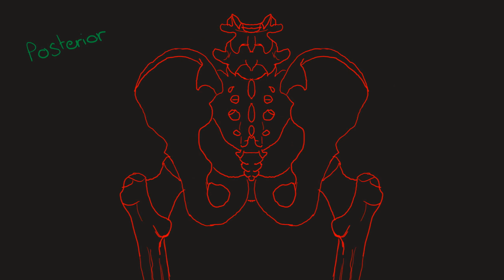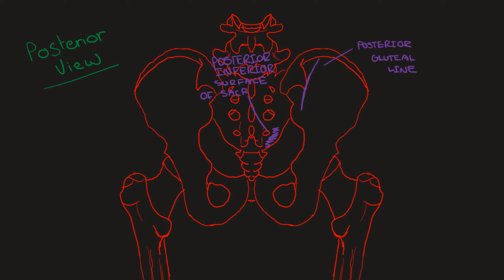Before we get into the muscles, it's important to establish some bony landmarks, and it's also important to remember that we're looking at the hip bone posteriorly. So first we have the posterior gluteal line, then we have the posterior inferior surface of the sacrum, then we have the ischial tuberosity, which is also the sitting bones.